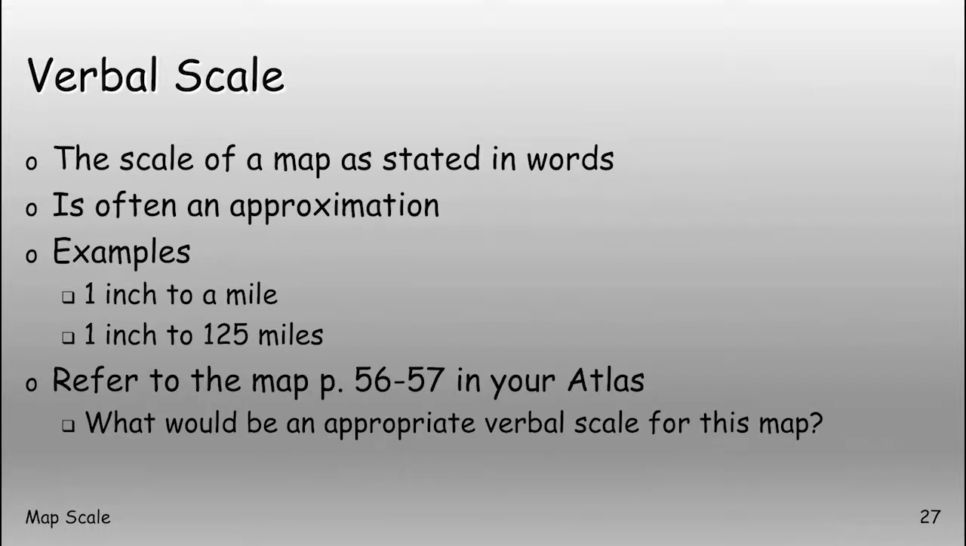It's often an approximation. So examples of verbal scale would be 1 inch to a mile, 1 inch to 125 miles, 1 centimeter to 80 kilometers, these kinds of things. So keep in mind they're often an approximation, but it's just to give you an idea of really, a certain distance on the map. What is the actual distance on Earth?